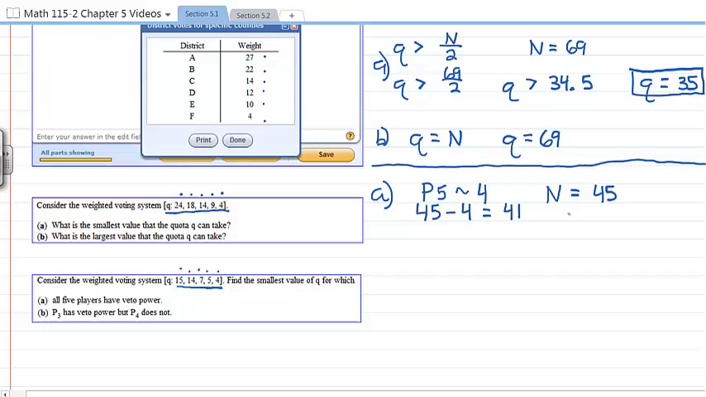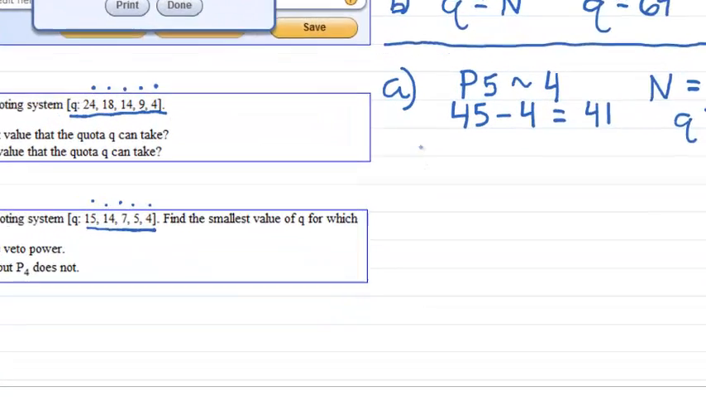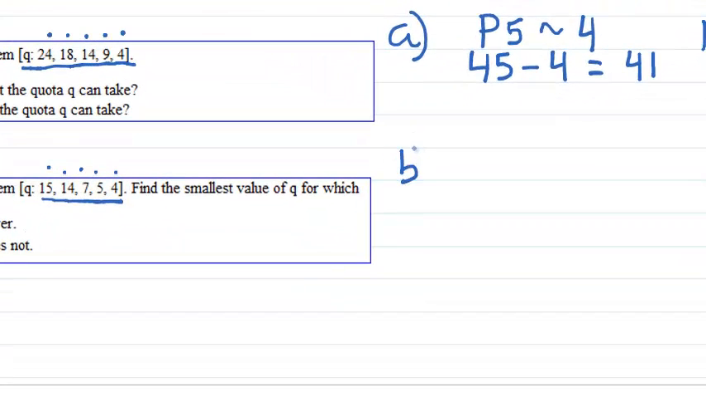So the quota needs to be bigger than 41 for P5 to have veto power. Well, the next number up from 41 is 42. All right, so there's the smallest quota for which P5 has veto power.